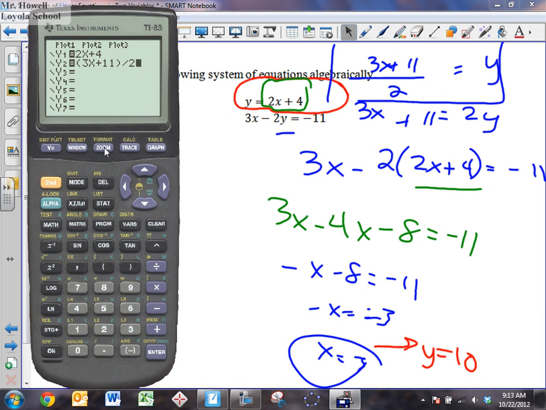Now, when I graph these, if I forget what my axis looks like and I want to see a 10 by 10 grid, remember to press zoom and then zoom standard, which is number 6. So just press the number 6 key. It'll make the grid automatically negative 10 to 10. Well, it looks like at first they don't intersect, right?